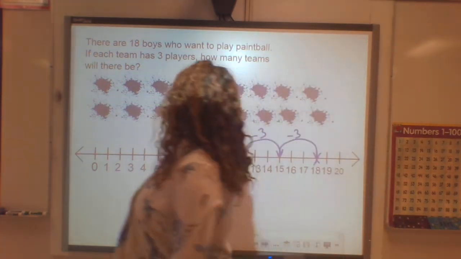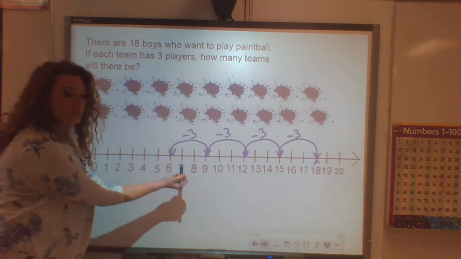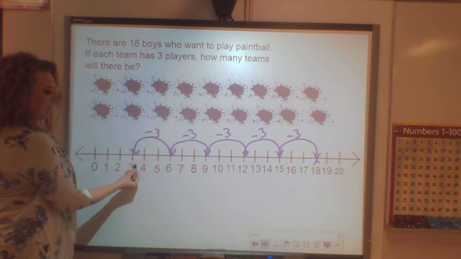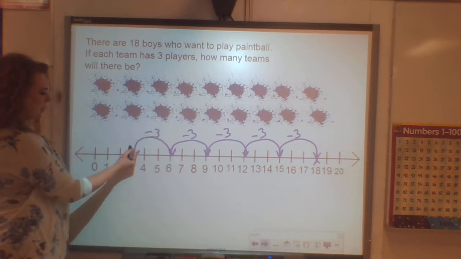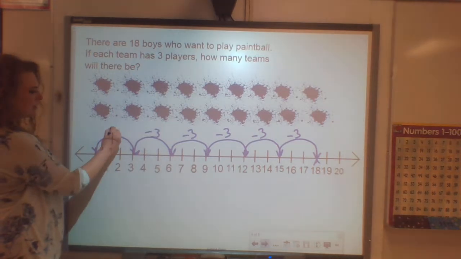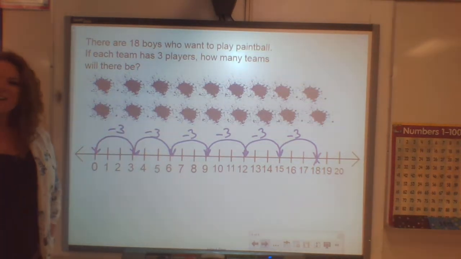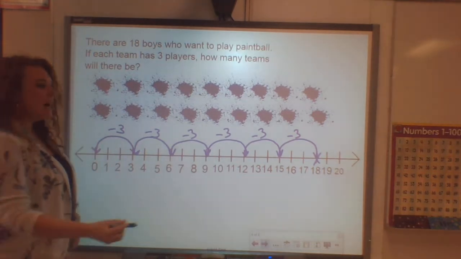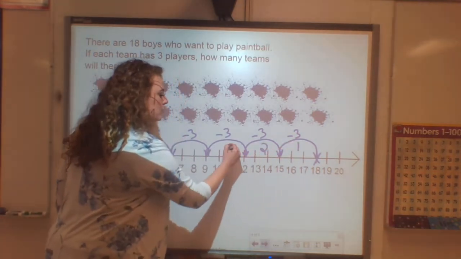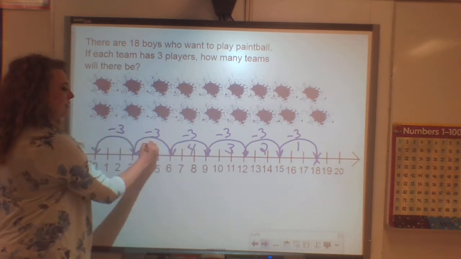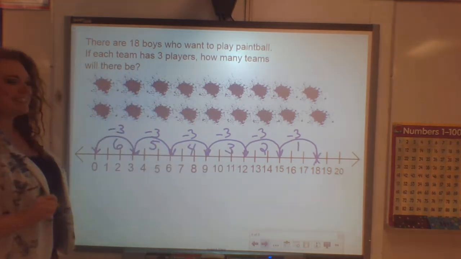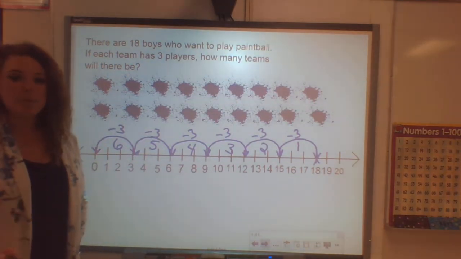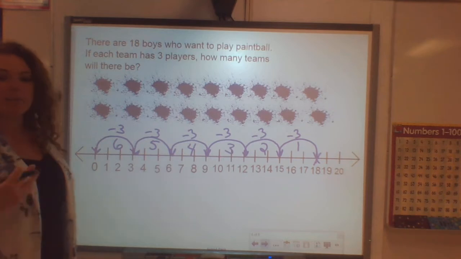I'm going to come stand over here because we're getting further away. I have 6. I'm going to subtract another 3. And I still have some. I have 3 left. If I subtract another 3, I get 0. All right, now I have divided all the players out. There's 3 players on each team. I have 1, 2, 3, 4, 5, 6 teams that can play. So if you were going to answer that question, you would say there will be 6 teams that can play, or there will be 6 teams.